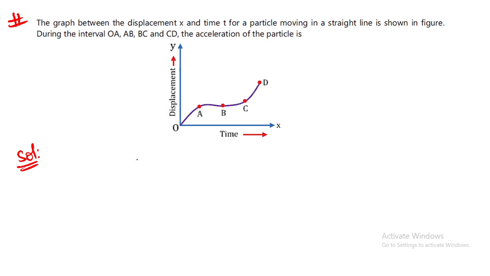So now we try to analyze, during the intervals OA, AB, BC, CD, the acceleration of the particle. We need to find the acceleration of the particle, whether it is 0, or positive, or negative. We will try to see.